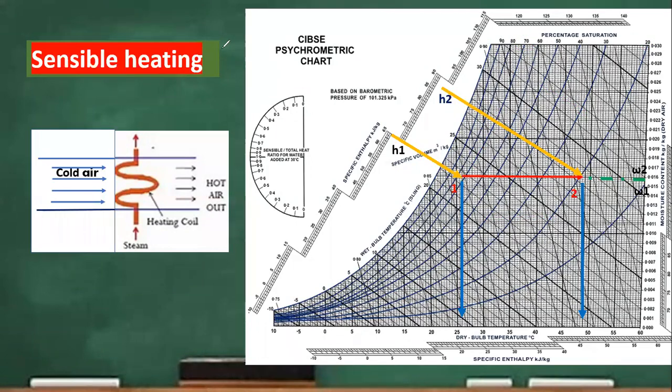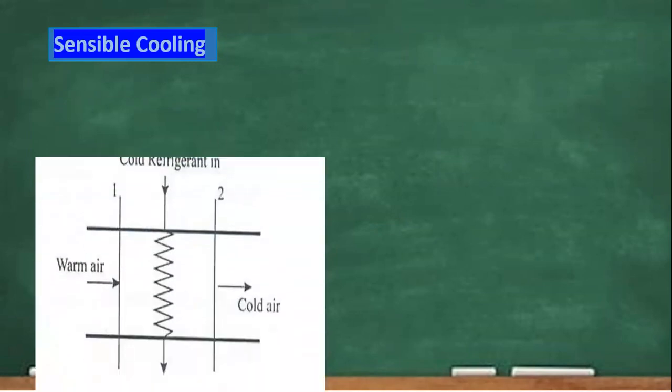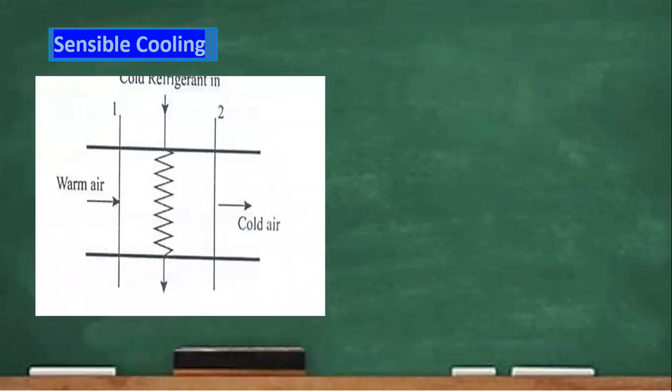Next, we'll go to the other process, the sensible cooling process. So sensible cooling is exactly opposite to sensible heating, as the name indicates. So now again we'll consider the same sketch we discussed in the previous case. Here is the same coil I have taken, the evaporator coil. Here I am supplying the cold air or cold substance, cold fluid. Here warm air we are supplying because we need a cooling process. So here the temperature is more.